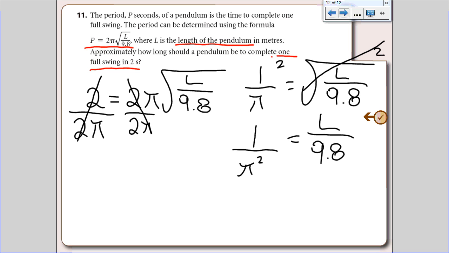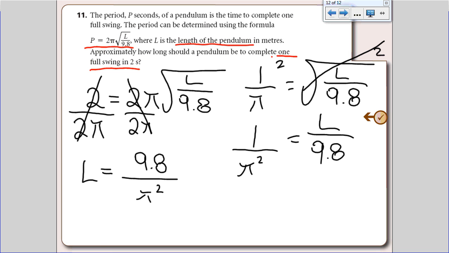That's an ugly answer, but that's your answer. So the length of your pendulum is 9.8 divided by pi squared. Not going to be a nice answer. You would just put it as that. That would probably be your multiple choice answer. These last 2 questions are typical questions we're going to give you on tests. You're done once you have L by itself.